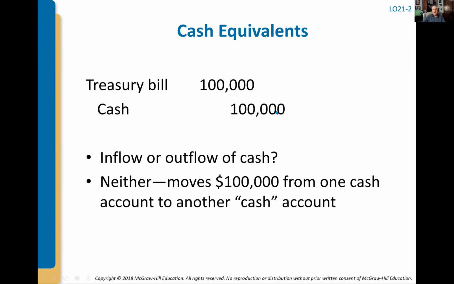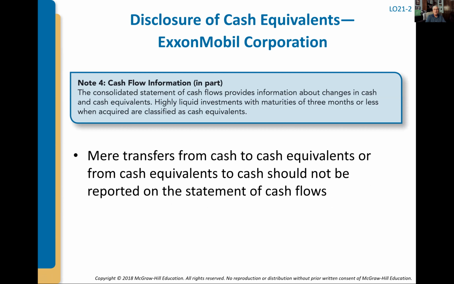But if we go buy a 3-month or less treasury bill for $100,000, and these are both considered cash equivalents, cash and cash equivalents, has there been an inflow or outflow from cash? No, we've just moved from one cash account to another cash account. So that's kind of important to know.